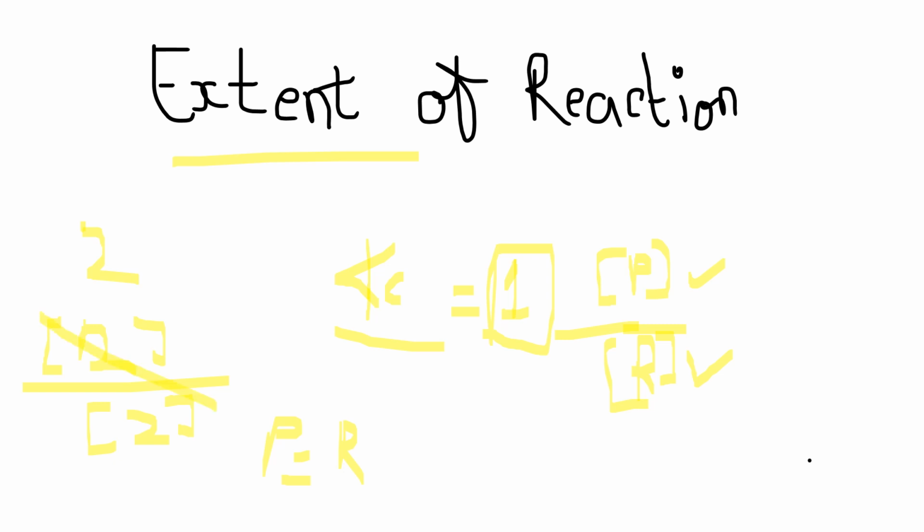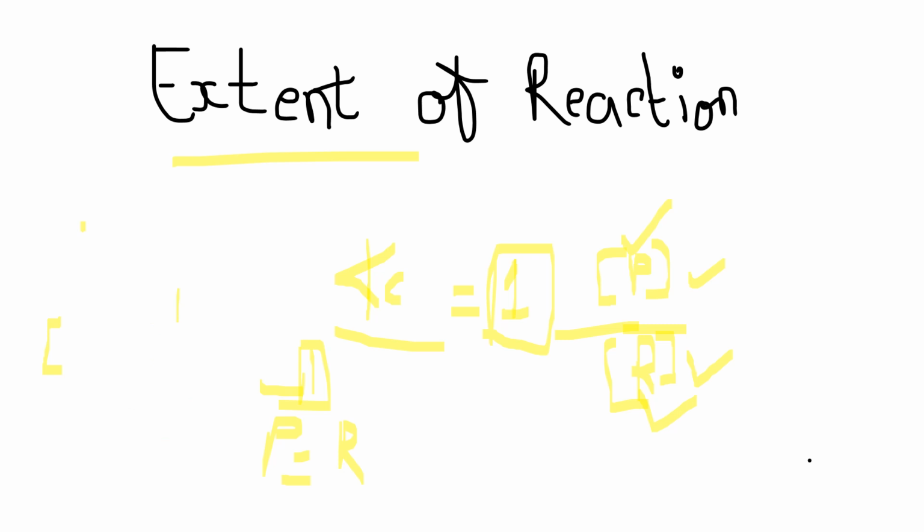So what will happen? 2 upon 2, the answer is 1. This is an equilibrium state because our final answer is 1. It's not compulsory that the value of the P and R should be 1. So that's one thing. And we're going to discuss the extent of reaction on the basis of these values.